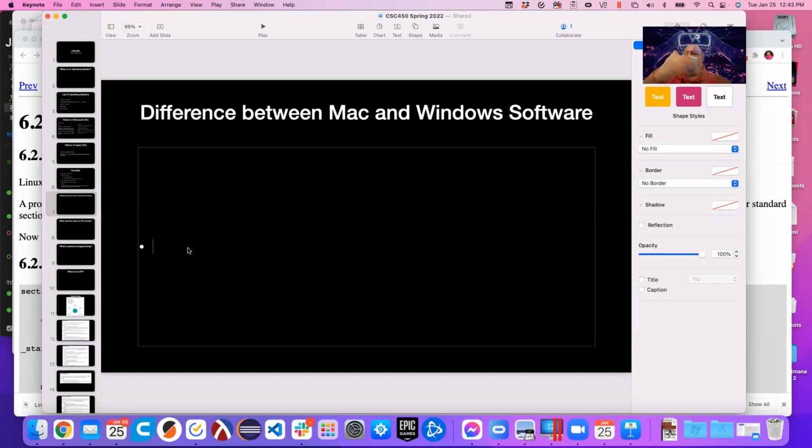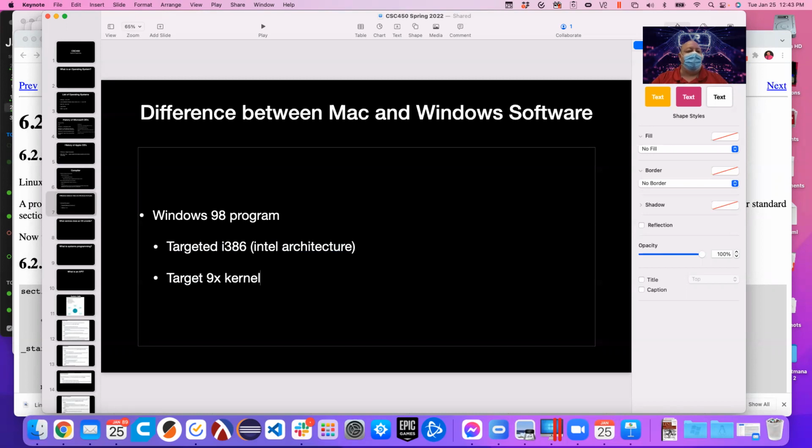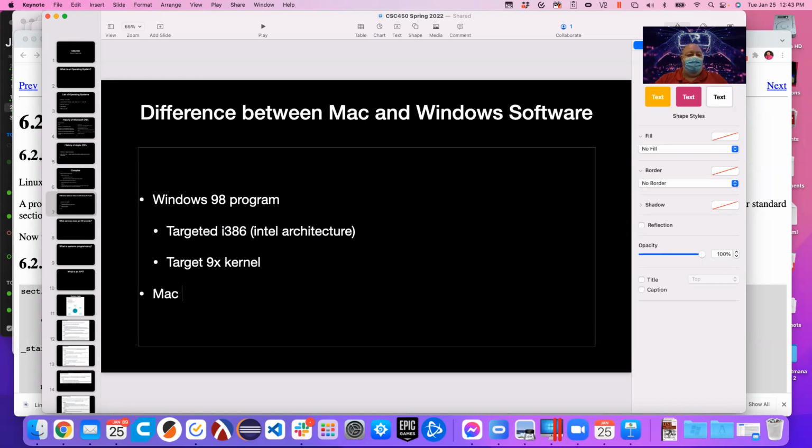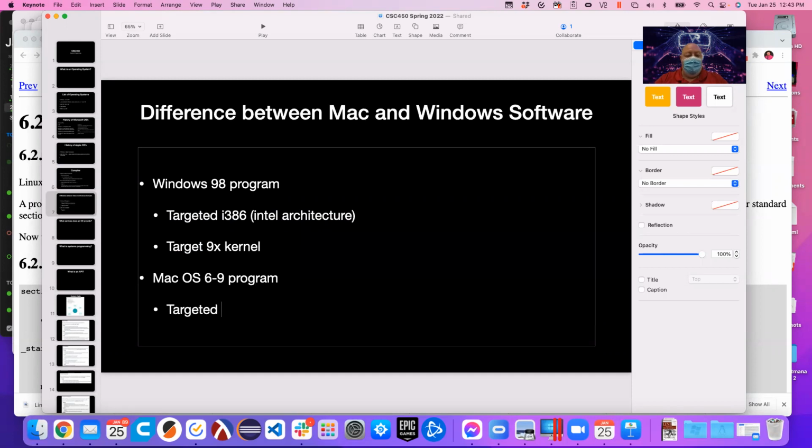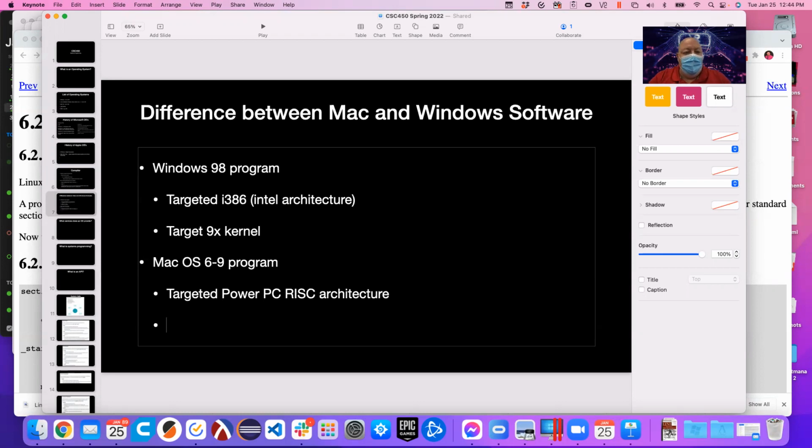So the difference between Mac and Windows software is going to be a little bit dependent on the time, but if we're talking about the software that was running on Windows at the time, so let's say that's kind of the Windows 98 years, ballparky. Okay, so if you had a Windows 98 program, this targeted I386. So this is Intel architecture. And it targeted the 9X kernel. A Mac OS 6 through 9 program targeted PowerPC RISC architecture. And it targeted the Mac OS kernel.